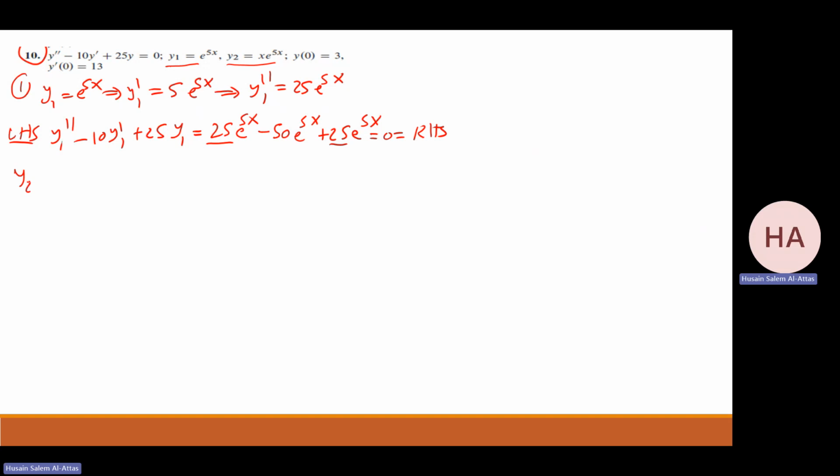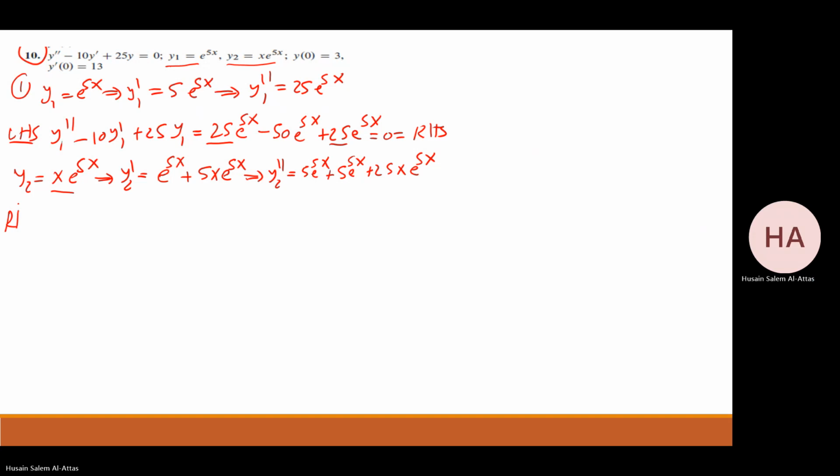Okay, y2 is what? x e to the power 5x. So it will be y2 prime. I need the product rule. So you have e to the power 5x plus 5x e to the power 5x. What will be y2 double prime? 5 e to the power 5x plus 5 e to the power 5x plus 25x e to the power 5x. Okay, now we'll check the left-hand side.